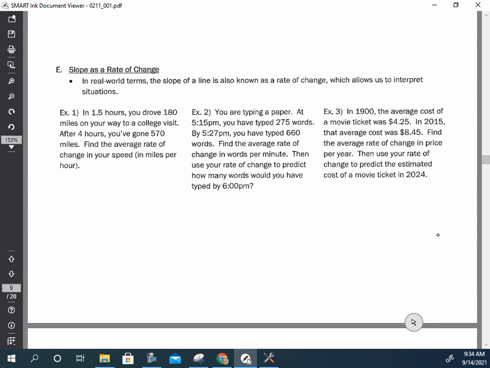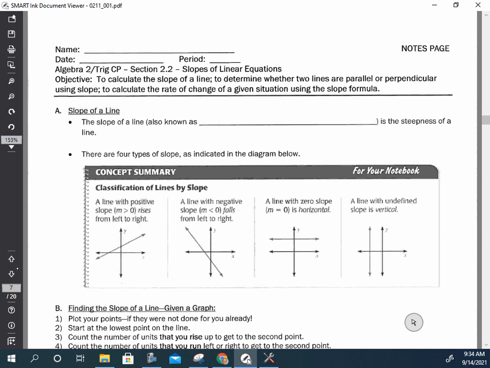Again, feel free to use this video to rewind, fast forward, to catch up on any content that you may miss along the way. All right, to begin, the slope of a line is also known as the rate of change. So when you see rate of change, you can automatically think of slope.